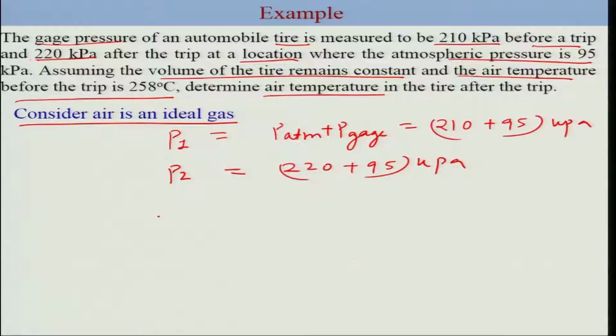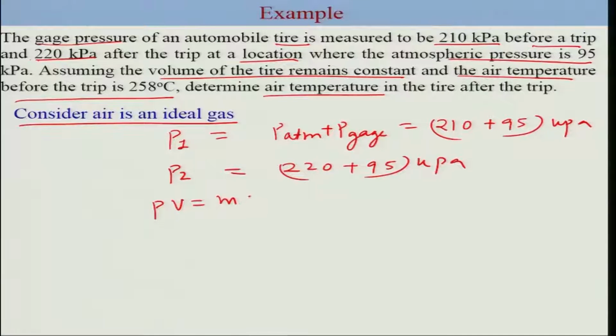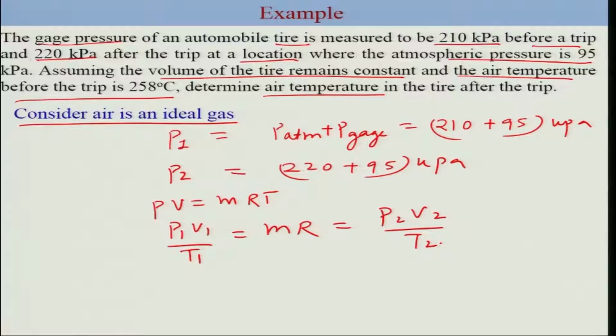Now if we are using the ideal gas equation, whether you take it based on mass or based on moles, because the volume remains constant, and the mass is also constant since it is a closed system, the number of moles is going to be constant. So whether we take, let's say, PV equals mRT in this form, we can write the before-trip information. This is going to be P1V over T1 mR, which should be the same as P2V over T2 mR, because this is constant.